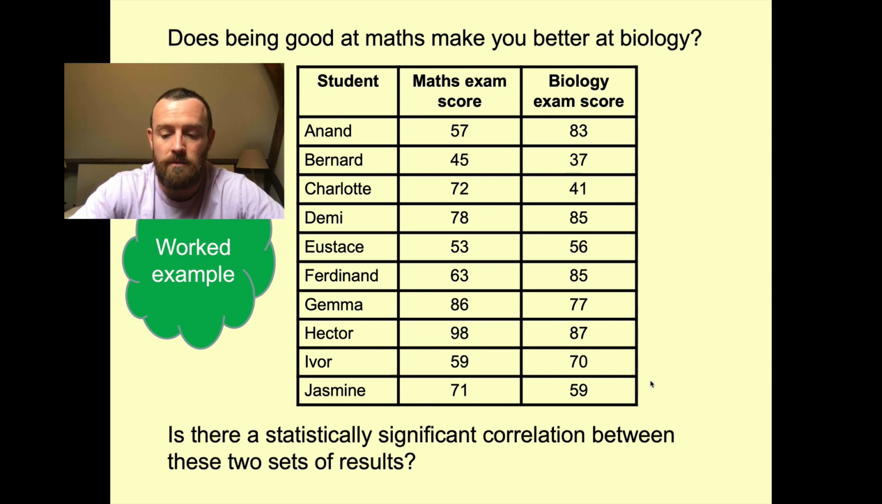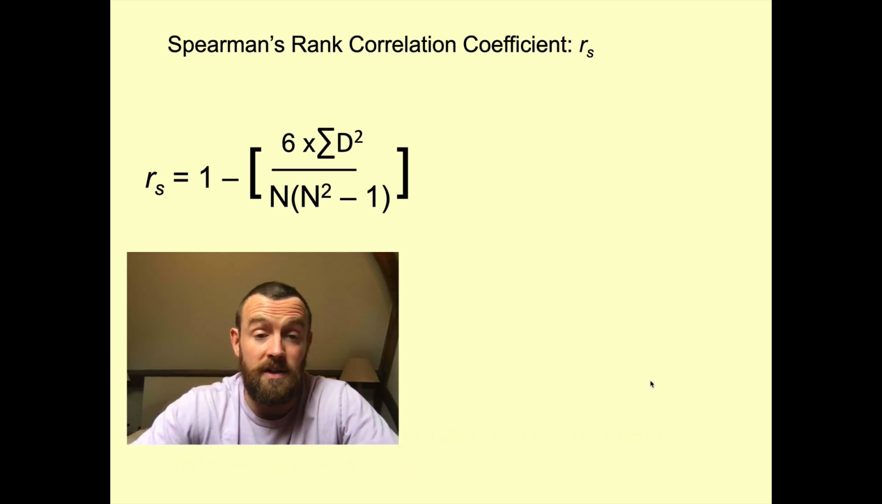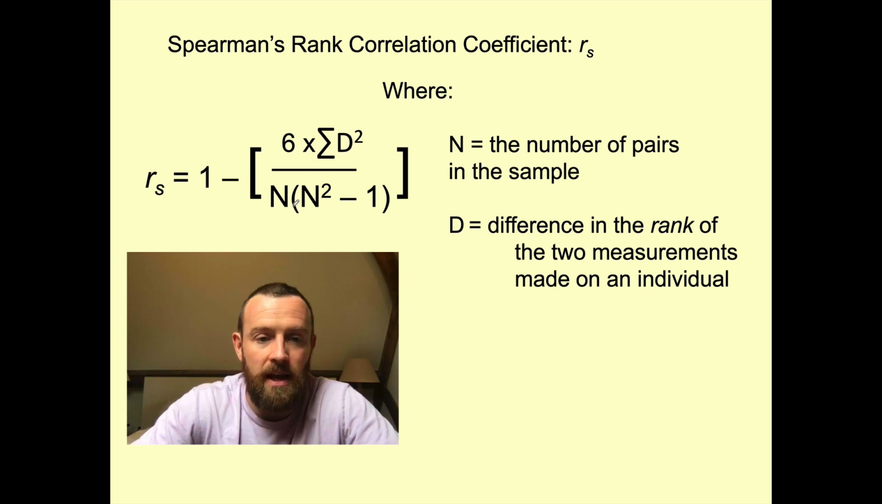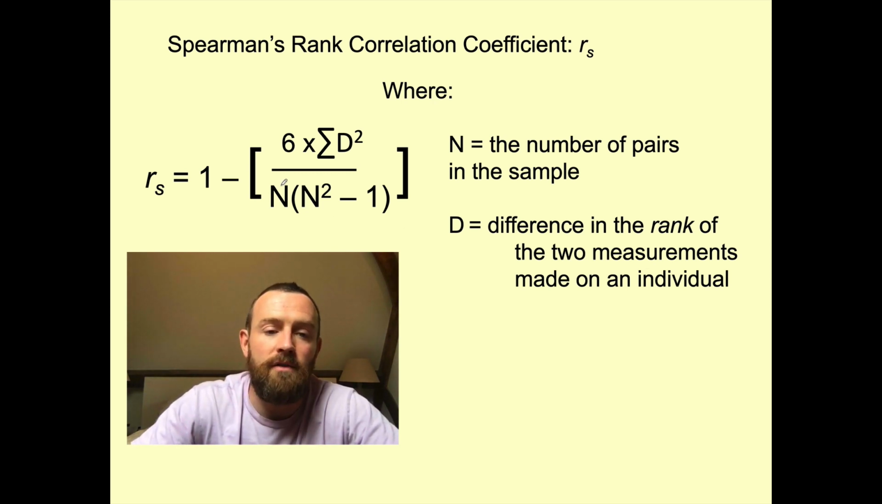Well, the first thing that we need to do is we need to look at this formula here, okay? So Spearman's rank correlation coefficient, given the symbol R subscript S, is equal to this. So it's 1 minus, this is a big bracket here, 6 times the sum of the differences squared. I'm going to explain what this means, this differences here. It's the difference in the rank of the two measurements. And then over here, it's n, open bracket, n squared minus 1, close bracket, where n is the number of pairs in the sample.